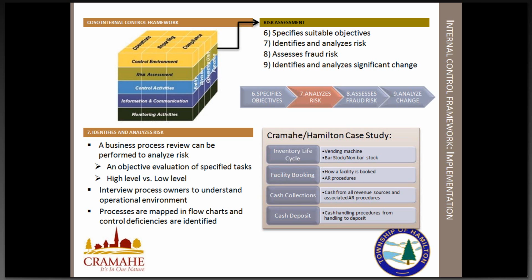In our example, the business processes that were reviewed were introduced in the introduction and are outlined on the right of the slide, and include inventory life cycle from procurement of goods to its eventual resale, facility booking, which included both walk-in and recurring user groups, and cash collections from the sale of goods to cash handling procedures and the eventual deposit to the finance department. So in performing a review, the owners of each process were interviewed and their tasks were mapped out in flowcharts, which you'll see on the next slide.